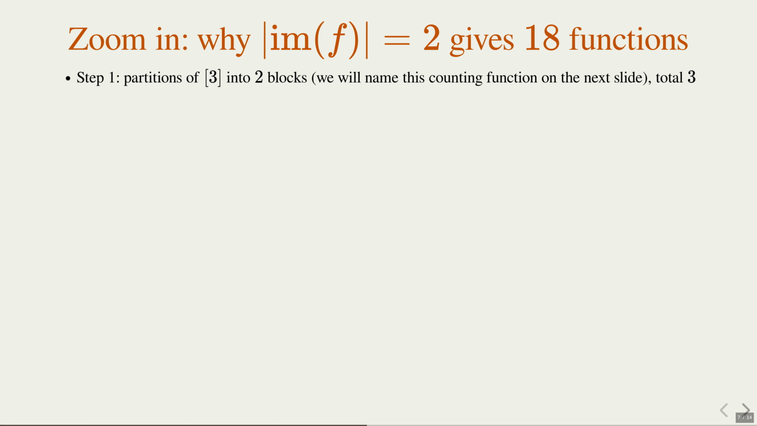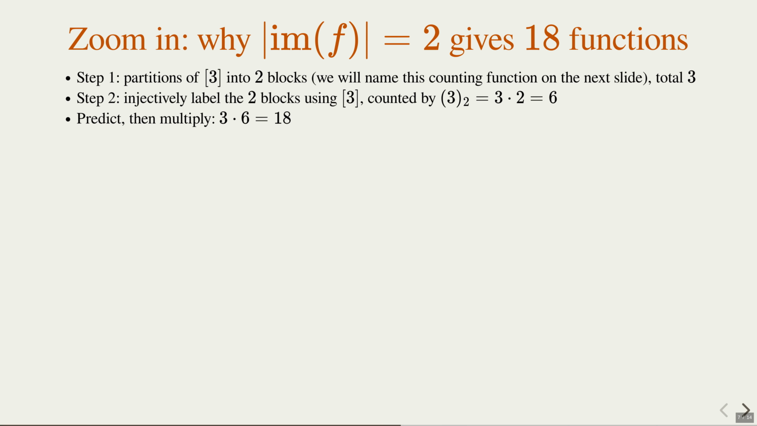There are 3 ways to split 3 elements into 2 non-empty groups. Pick which element is alone, and the other 2 form the second block. Because the blocks are distinct objects, choosing which block gets which label is an ordered choice, so we really get 3 times 2. And now, the number 18 is not mysterious at all. 3 possible fiber patterns times 6 ways to assign 2 distinct output values to those fibers.